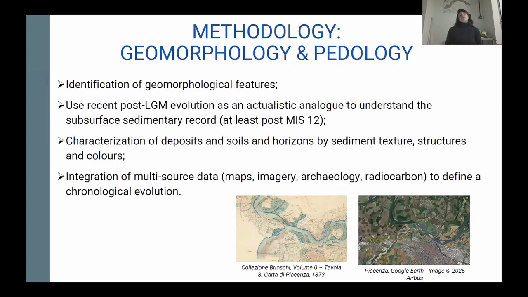In fact, my research is based, in the first part, on geomorphological and pedological analysis, with the identification of geomorphological features, characterization of soils and their horizons by sediment textures, structures, and colors, with the integration of multi-source data, for example, historical maps or archaeological findings. This is useful as an actualistic analog to understand the subsurface sedimentary record.